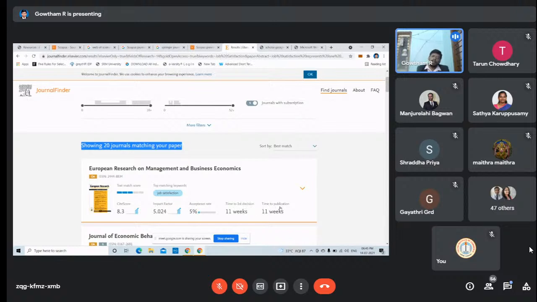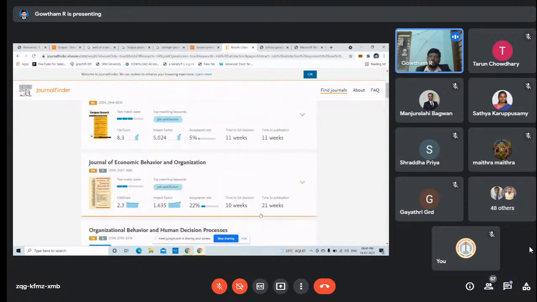Then what is the time for publication? Once they send you a mail stating that your paper is accepted, from that time it will take 11 weeks for you to get it published. So on an average basis, assuming your paper is accepted in the very first shot, it will take around 2.5 plus 2.5, so 5 months for you to get your paper published in this journal. So that is what it means.